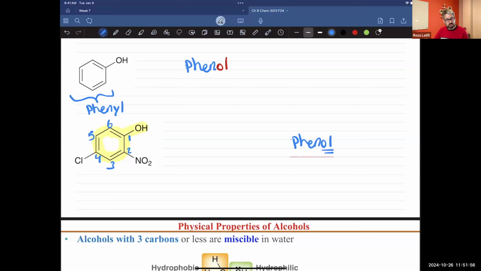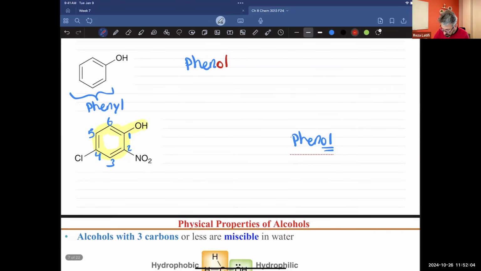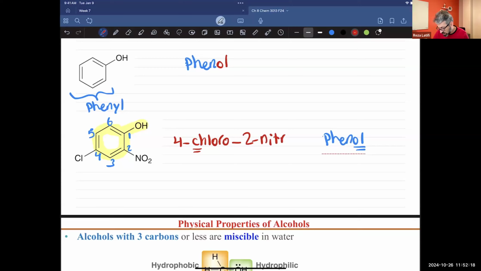Next, I have a chloro versus nitro. I'm going to say chloro will get priority. So I say on the fourth one, I have chloro, because of C, it will get priority. Next, on the second one, I have a nitro group. So I say on the second one, I have nitro, and then attach this one to it. So you say 4-chloro-2-nitrophenol. Okay, 4-chloro-2-nitrophenol. And that's going to be the correct name for it.